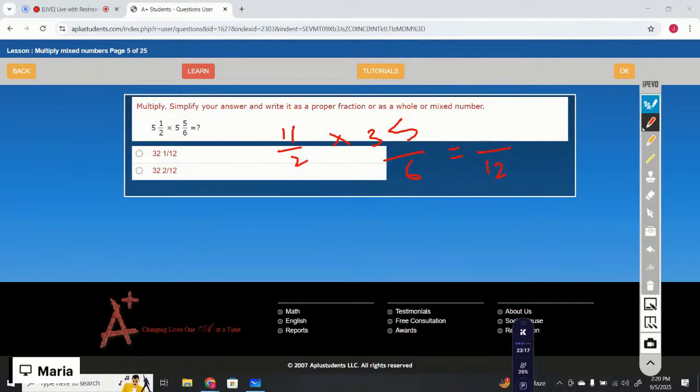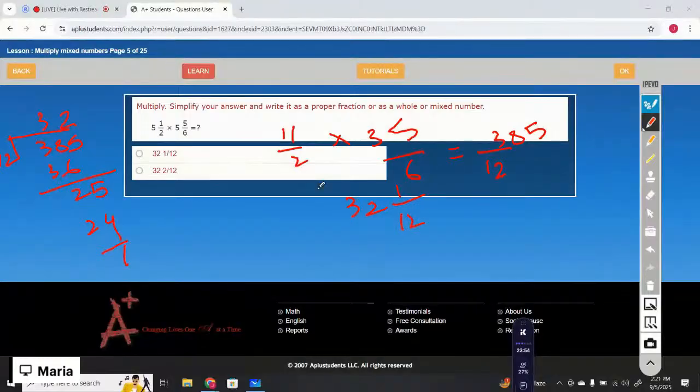That is 12. And 35 times 11 is 385. That is 385 over 12. So let's just divide. 385 divided by 12. 12 times 3 is 36. 12 times 2 is 24. So that is 32 whole 1 over 12. Option number 1 is the correct option.